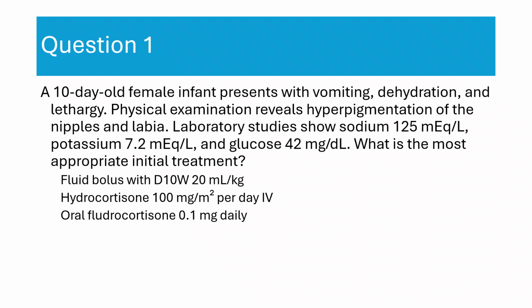Fluid bolus with D10W, hydrocortisone 100 per day IV, or oral fludrocortisone 0.1 mg daily. The correct choice is hydrocortisone 100 mg per meter squared per day IV. This question is testing your knowledge of congenital adrenal hyperplasia, CAH, presentation, and emergency management.